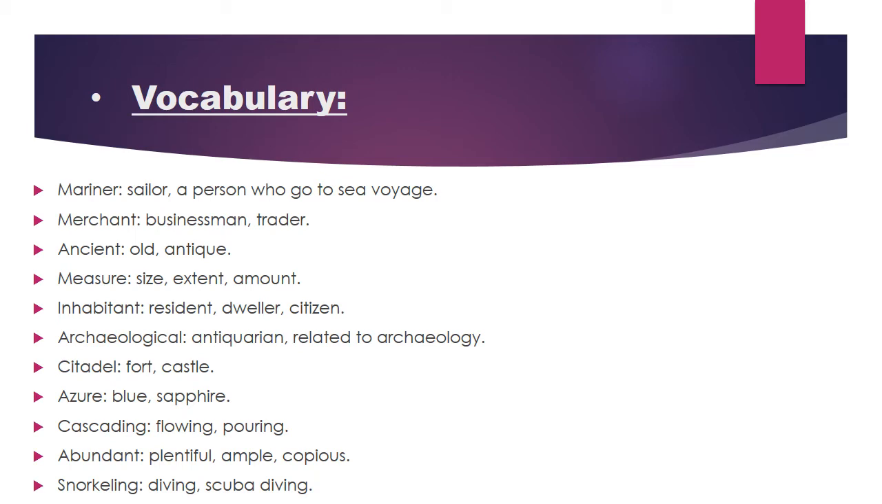First one is mariner. Mariner means sailor, a person who goes on a sea voyage, who goes to the sea on a ship, etc. Next one is merchant. Merchant means businessman or trader. Ancient means old or antique. Next one is measure. Measure means size, extent, amount. Various meanings are there. Next one is inhabitant. Inhabitant means resident, dweller, citizen, etc.